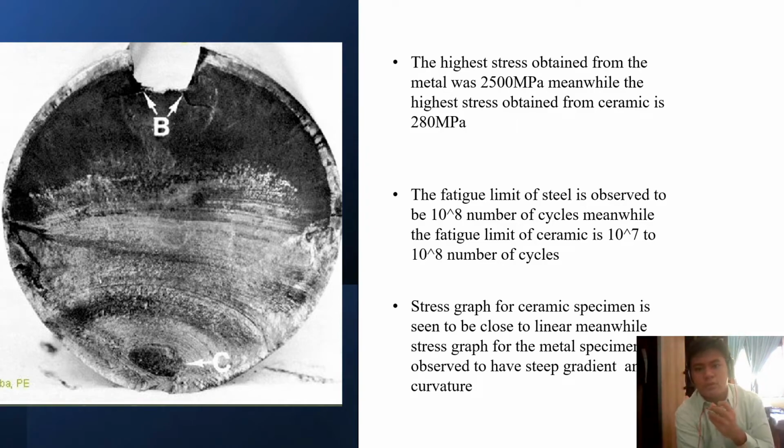The fatigue limit of steel is observed to be 10 to the power of 8 number of cycles. Meanwhile, the fatigue limit for ceramic is 10 to the power of 7 to 10 to the power of 8 number of cycles. The stress graph for ceramic is seen to be close to linear. Meanwhile, the stress graph for the metal specimen is observed to have a steep gradient and curvature around 10 to the power of 3 to 10 to the power of 4. There's a curvature in the stress graph for steel. Meanwhile, the stress graph for ceramic is almost a straight line, with just a very gentle curve.